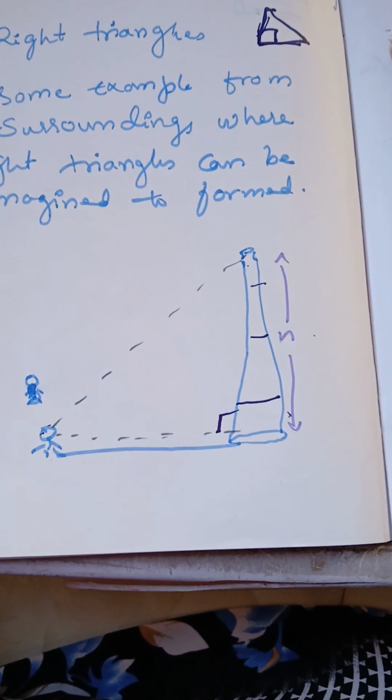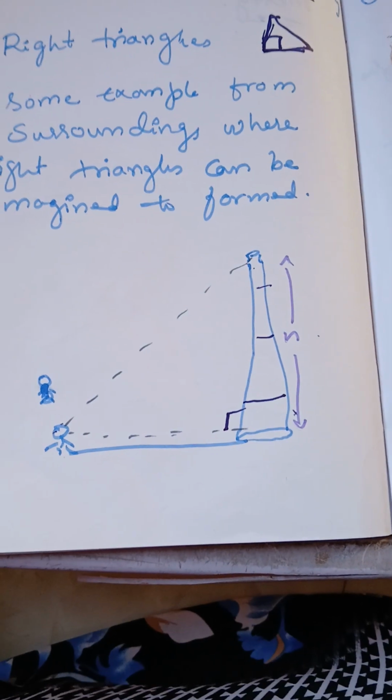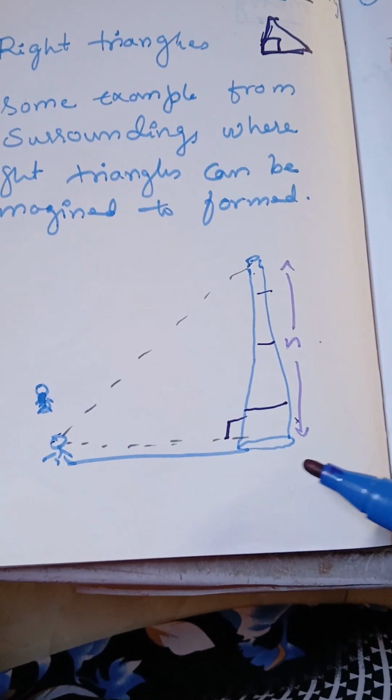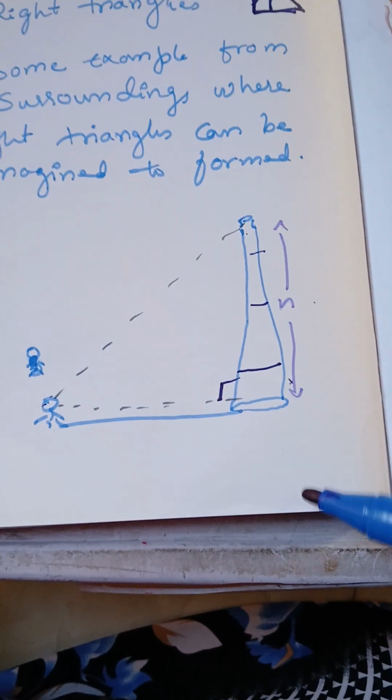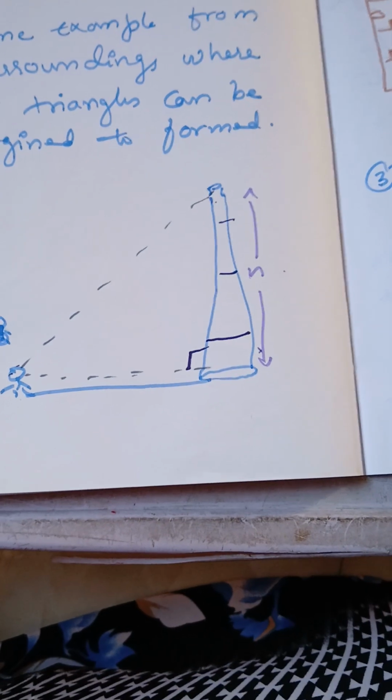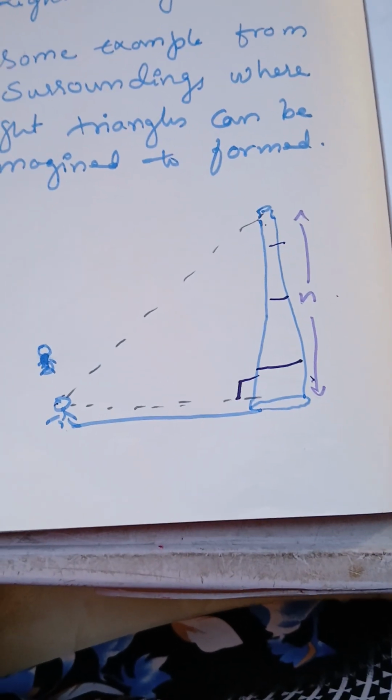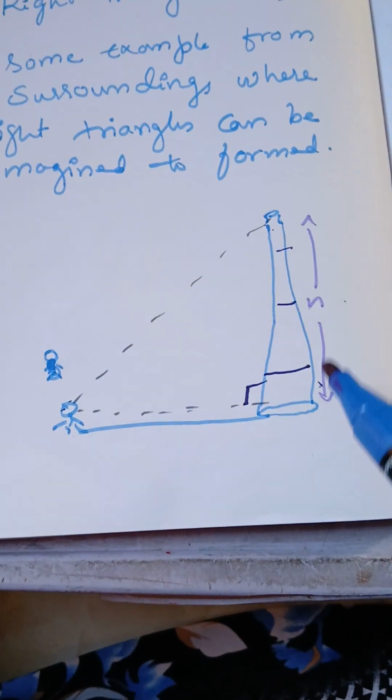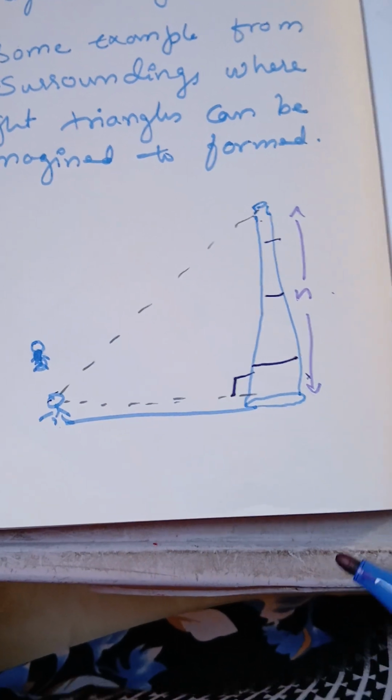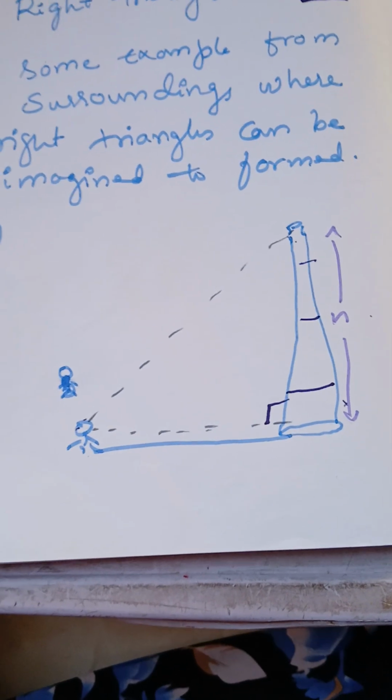So from this trigonometry we can find the height of the Qutub Minar. Instead of going and measuring manually, with the help of trigonometry we can find out the height of the Qutub Minar, right?